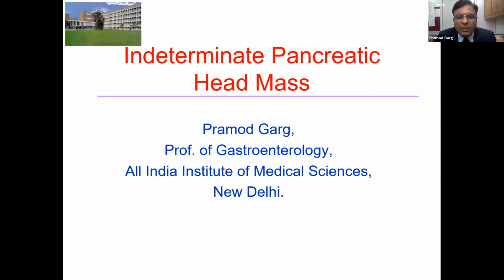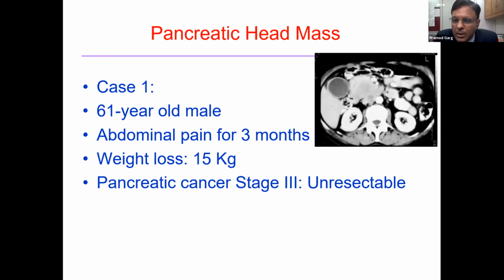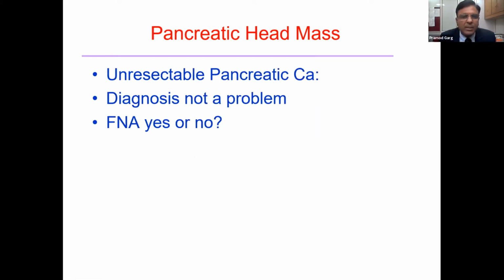This is a problem which is often encountered in our day-to-day practice. If you have a patient like this, a 61-year-old male comes with abdominal pain for about 3 months. He has lost 15 kgs of weight, recently detected diabetes. The only differential you would think of is CA pancreas. And if you do a contrast-enhanced CT scan, it shows you a large mass here, which of course clinches the diagnosis. And if it is particularly involving the vessels, you know diagnosis is not a problem.